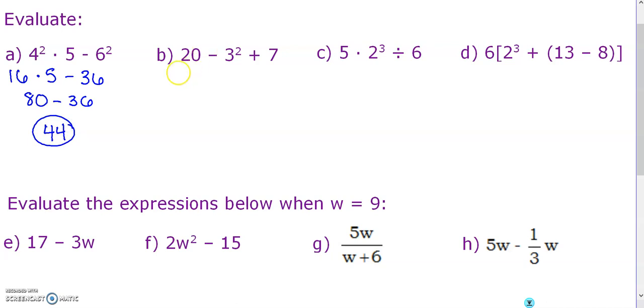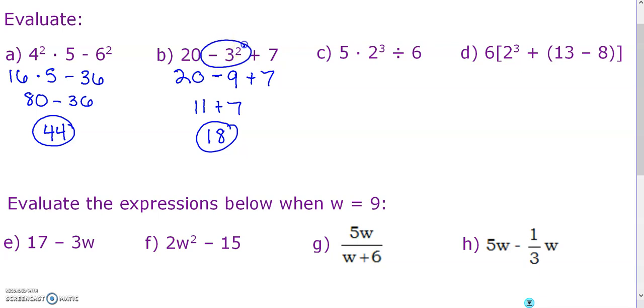Letter B, 20 minus, evaluate your base with exponent, 3 to the 2nd power. 3 to the 2nd power is 9, plus 7. So 20 minus 9 is 11, plus 7 gives us 18. Notice that I didn't do negative 3 to the 2nd power.